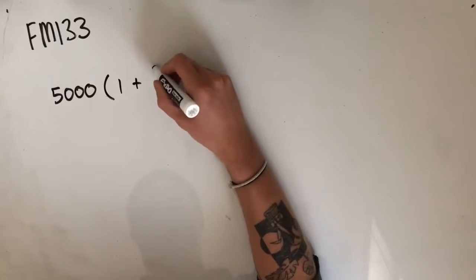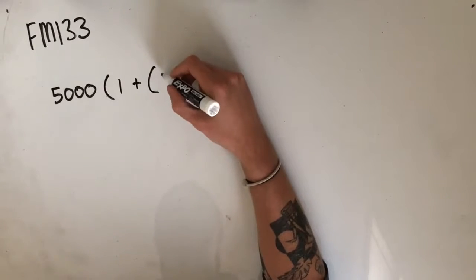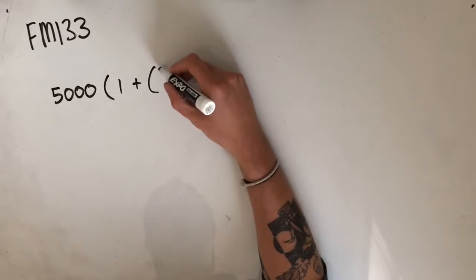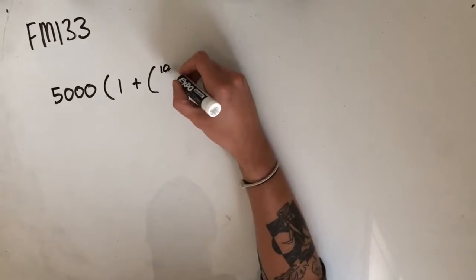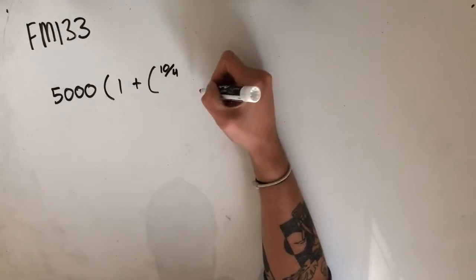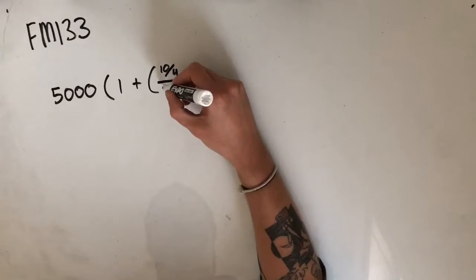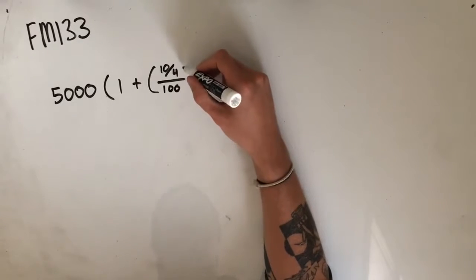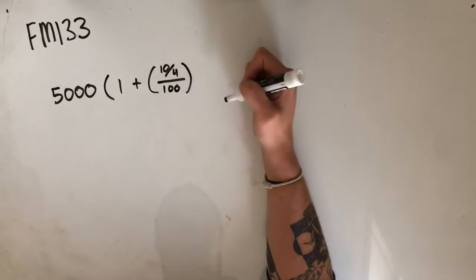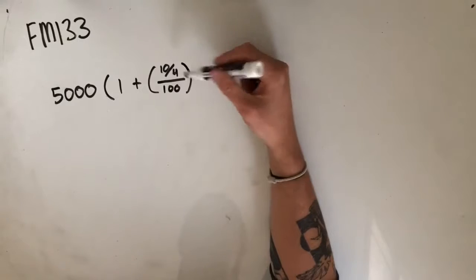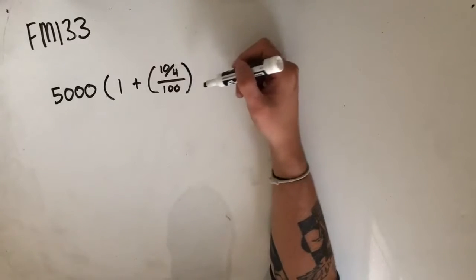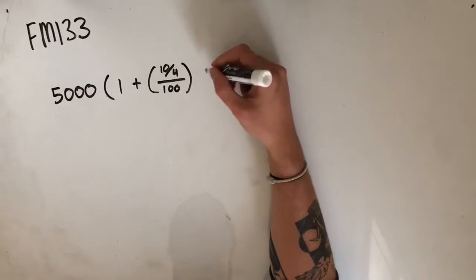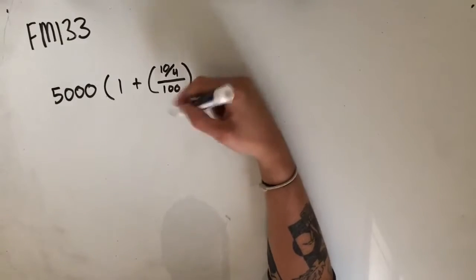Now our rate is going to be 10%, but since this is compounding quarterly, we want 10% that's being divided by 4, and then that amount over 100. So if you were to plug this into a calculator, that 10% divided by 4 is going to be 2.5% per quarter, and that divided by 100 is going to leave you with a decimal of 0.025 to be useful later.